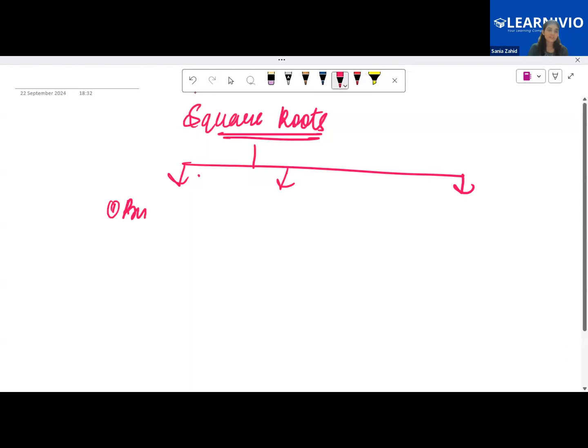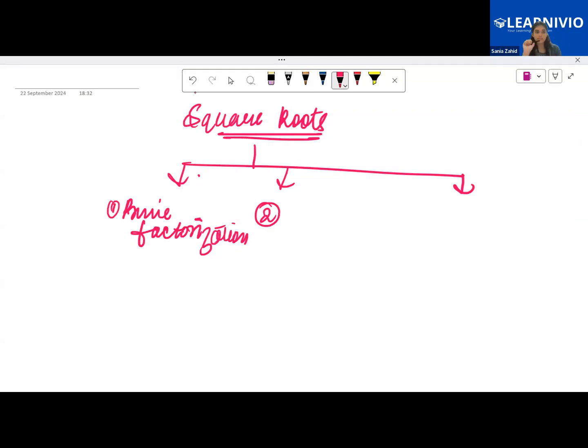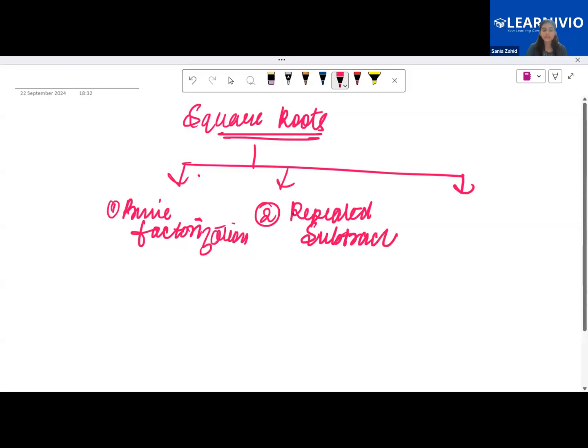First was prime factorization. Estimation. How to use estimation for finding square roots? How will you estimate? Long division. Tell me. Estimation is not possible. Estimation means basically to predict anything. We cannot predict the answer, right? We need a valid answer, a proper answer. So estimation can't be the case. Second we have is repeated subtraction. And the third is the division method.